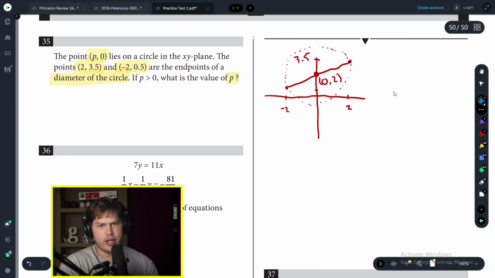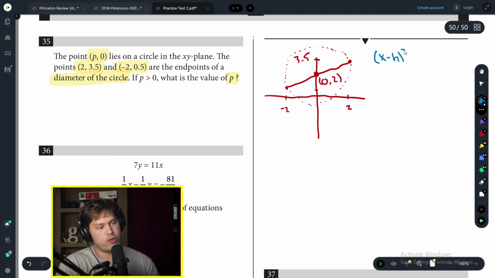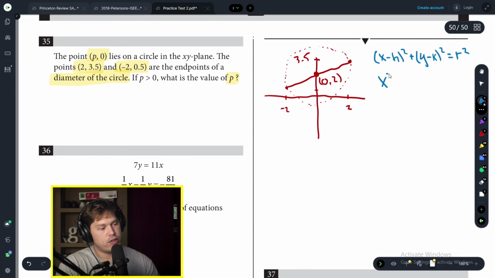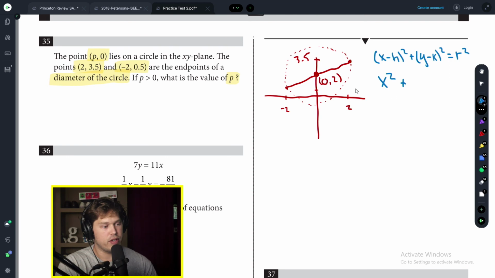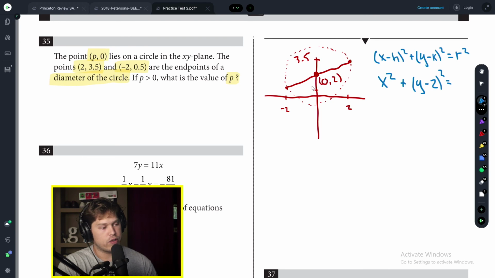Next, what's the formula for our circle? The formula for a circle is (x - h) squared plus (y - k) squared equals the radius squared. And we have the center. So far, for the equation of our circle, we have x squared, we're not subtracting anything because the h of our center is 0, plus (y - 2) squared, and it needs to equal our radius squared. So what's the radius of our circle?